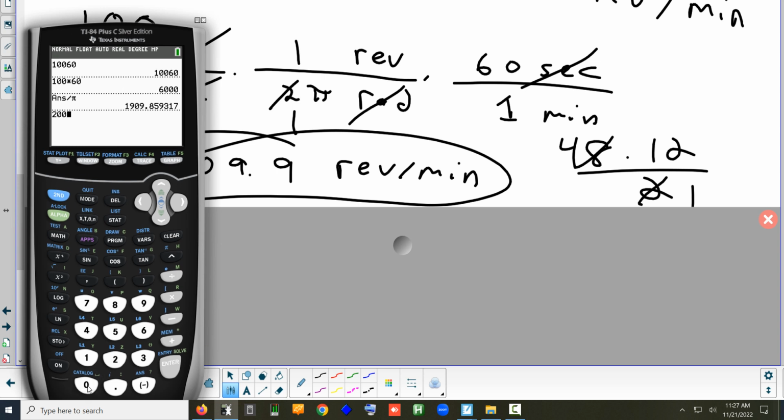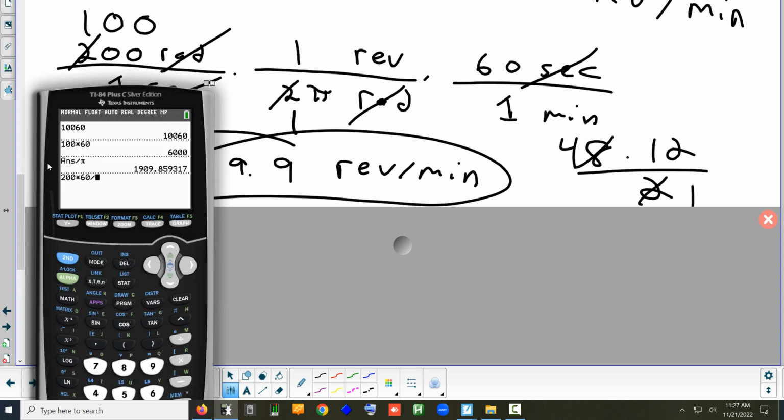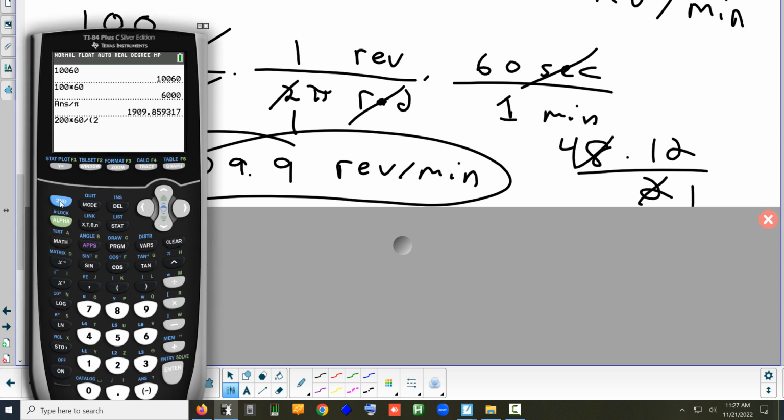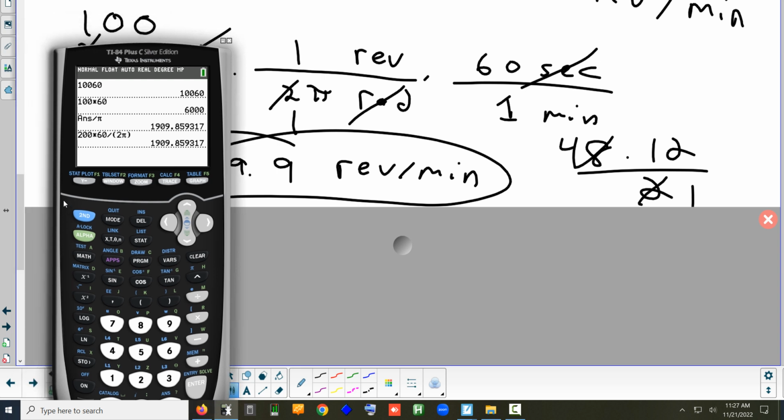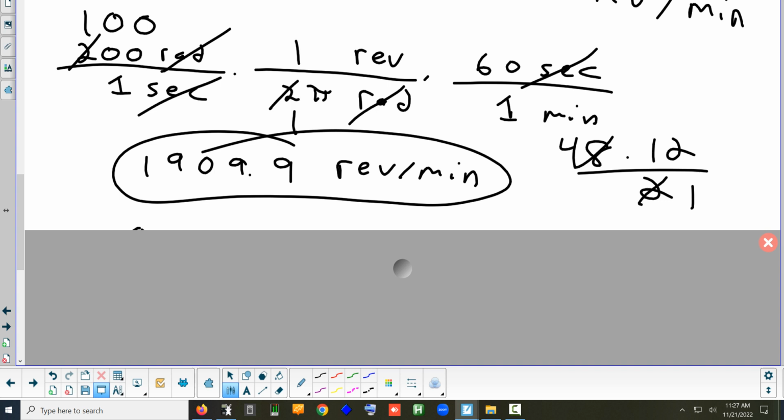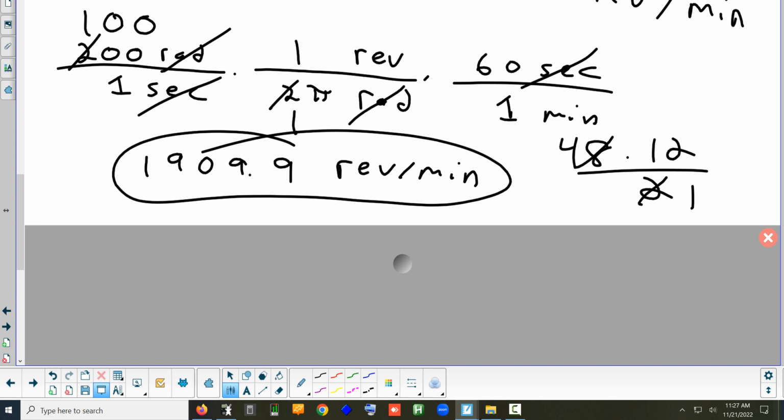Let's do 200 times 60 divided by 2 pi. Yeah, it was my order of operations. So it'd be like divided by 2 times pi. It must have done the divided by 2 first, and then multiplied that answer by 3.14, which isn't what I wanted. So it is 1,909.9. Any question on that one?